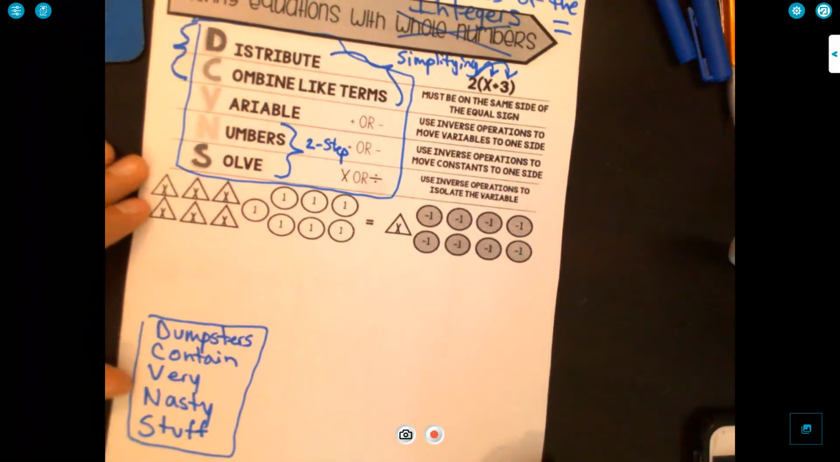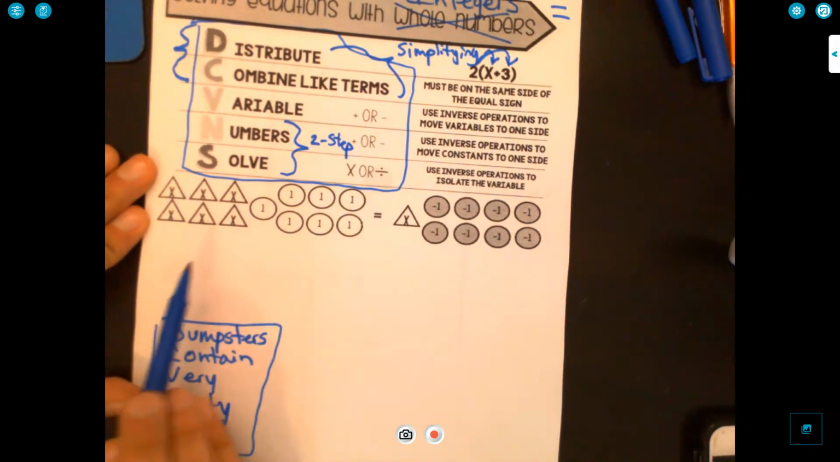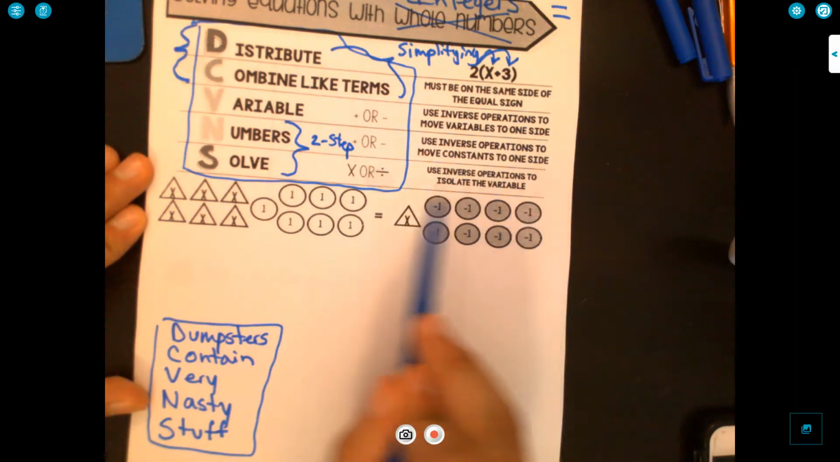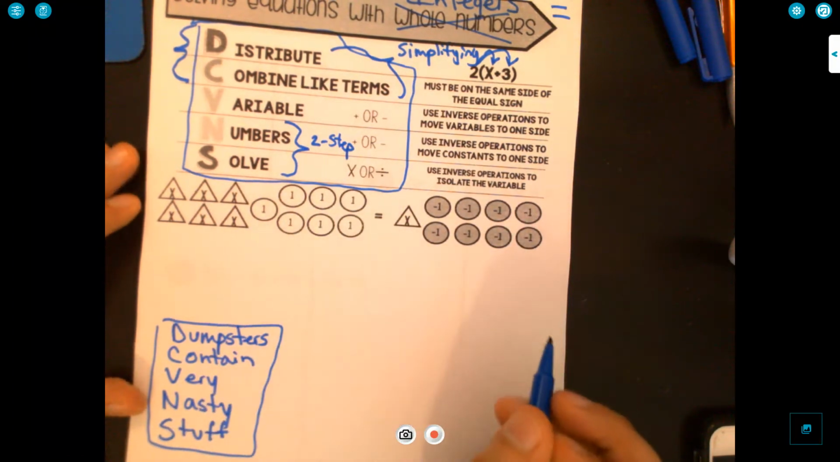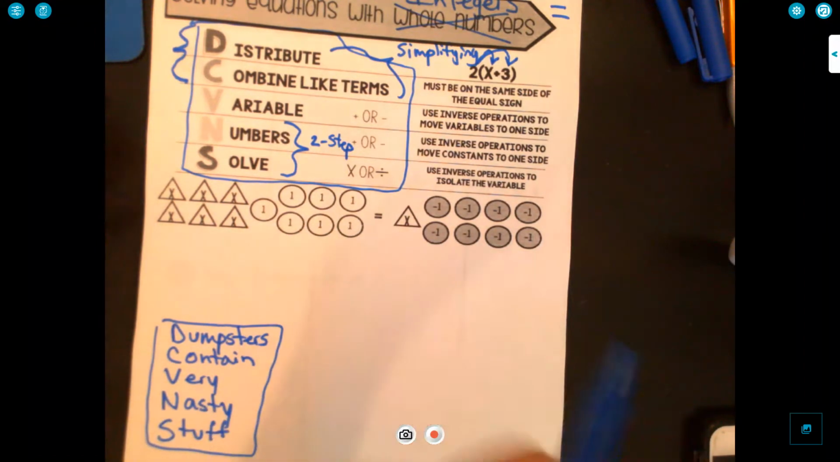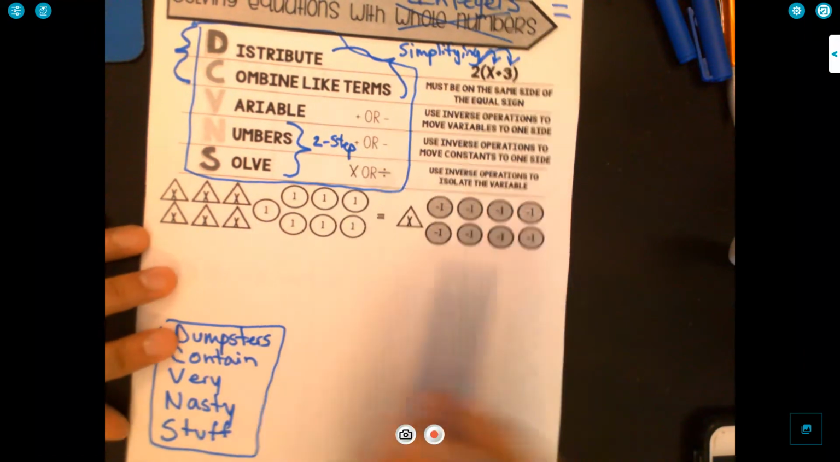All right, so a lot of times, and especially on the STAAR exam, you're going to be presented with what's called a model. So you'll get something that looks like this. You'll have to write out the equation yourself. So notice that sometimes they'll give you a balance too, like a balance scale, but we'll get more into that a little bit later.